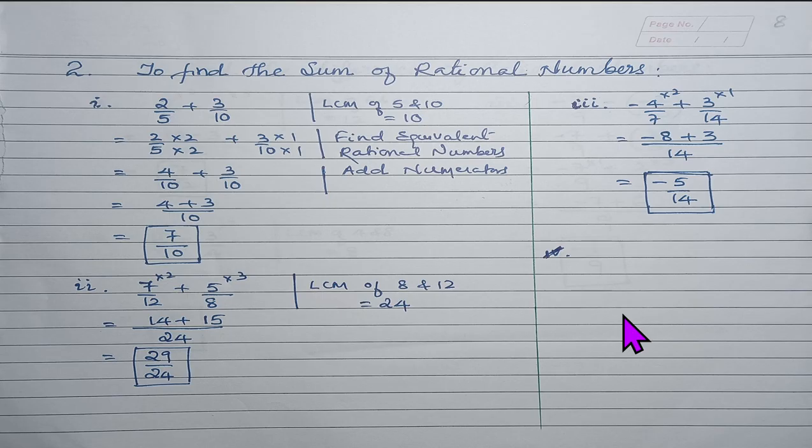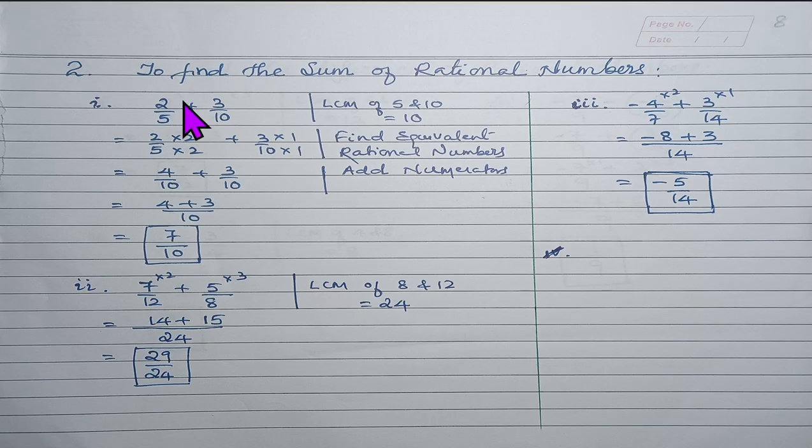Now coming to the next, that is the second question, to find the sum of rational numbers. Please understand here the property, that is operations of rational numbers. Addition of rational numbers is always a rational number; whether it is addition, subtraction, multiplication or division of rational numbers, it is always a rational number. Here the sum of two rational numbers is again a rational number. So let us see how to do that.